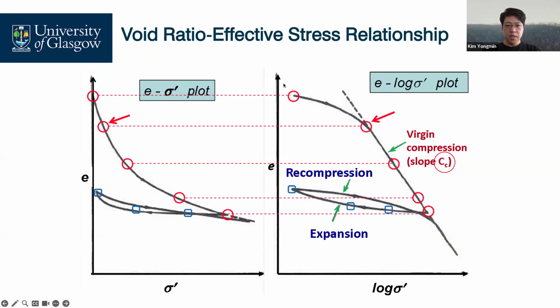And then this inflection point is the pre-consolidation pressure. This is the normal effective stress in log scale. This curve looks quite intuitive to find out your pre-consolidation pressure, and then also to get your slope Cc.